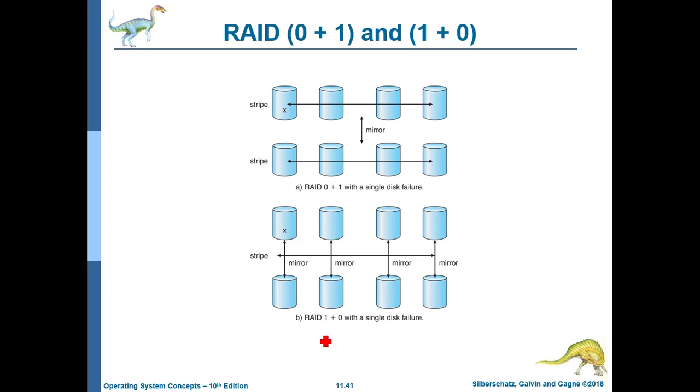Next we have RAID 1 plus 0. For example, you have this hard disk drive or storage array, and this corresponding array has its own mirror, and this one also has its own mirror. So that is RAID 1 plus 0 with a single disk failure. We have an X here, meaning it has a failure. RAID 1 plus 0, letter B, has some theoretical advantages over RAID 0 plus 1, letter A. In letter A, an entire stripe is inaccessible, leaving only the other stripe. With a failure in RAID 1 plus 0, a single drive is unavailable, but the drive that mirrors it is still available, as are all the rest of the drives. So RAID 1 plus 0 has more advantage.